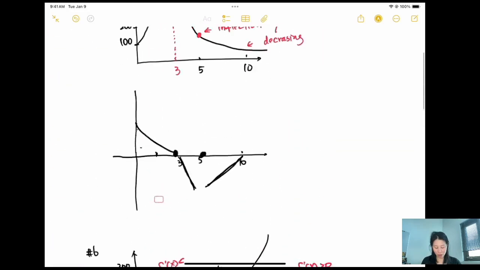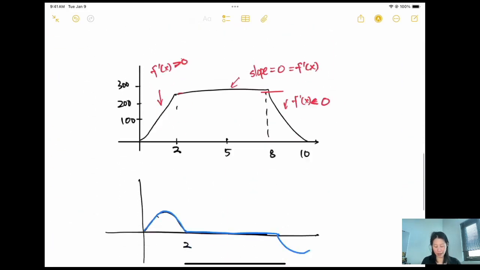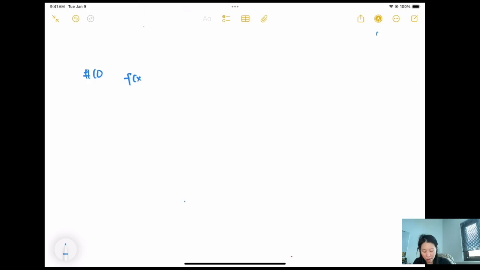Alright, what's the next question? We have number 10, giving you a function. Use the first derivative and second derivative to draw a graph. Since we need to use derivatives, let's find the first derivative and the second derivative. The first derivative is 3x squared minus 6x minus 9.